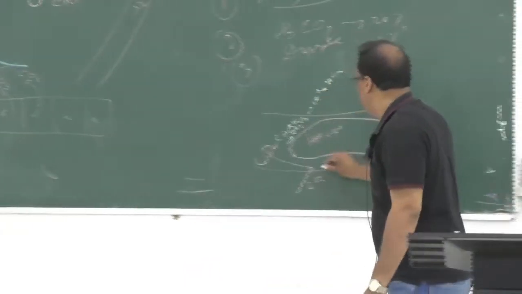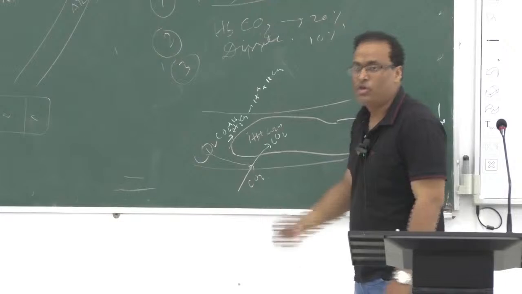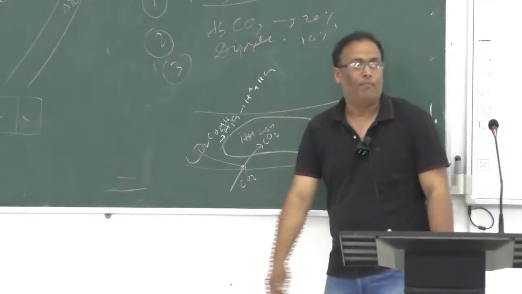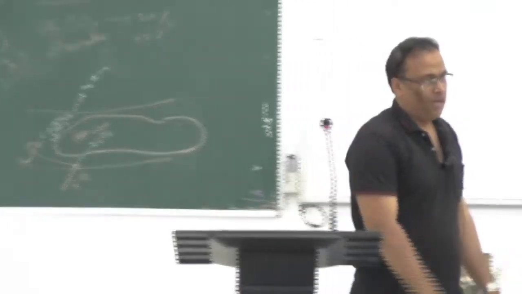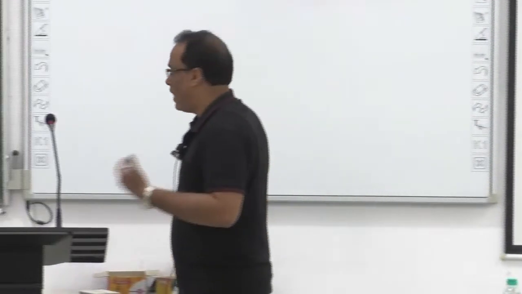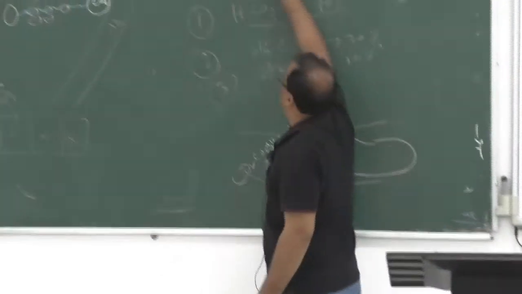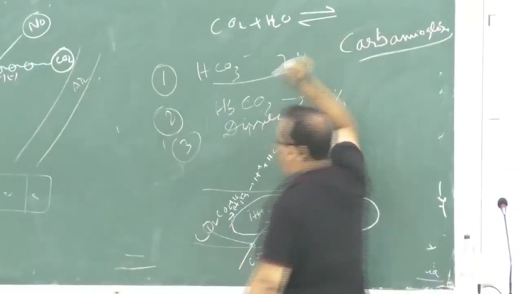But inside the RBC, the process for the formation of bicarbonate is fast. What does it mean? Because it has the enzyme carbonic anhydrase. And remember this reaction, this carbon dioxide to water reaction is always reversible.